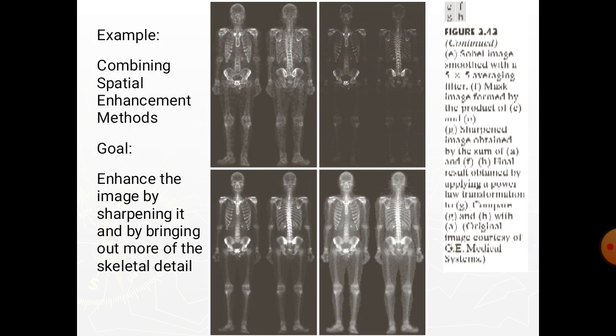This resulted in figure G. The significant increase in the sharpness of the detail image over the original is evident in most of the image, including the ribs, spinal cord, pelvis and skull. Thus the final step in our enhancement task is to increase the dynamic range of the sharpened image.